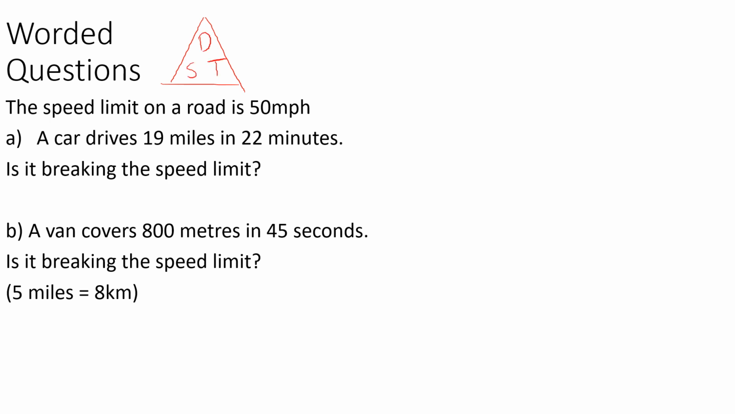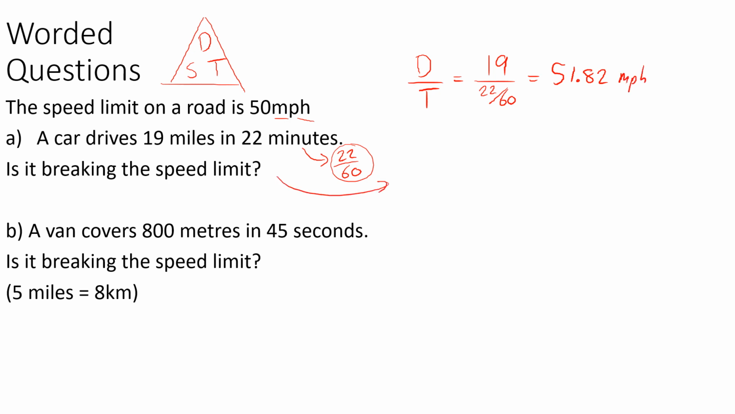Okay, so the speed limit on our road is 50 miles per hour. We travelled 19 miles in 22 minutes. Again, we want to convert the minutes, and I'd recommend leaving it as a fraction because it's quite a horrible recurring decimal. We've got 22 over 60 hours there. Is it breaking the speed limit? So we want to find its speed, so we need to do distance divided by time. Distance is 19 miles and the time is 22 over 60. If we do that division, we'll get that it's going 51.82 miles per hour. And so this is a question where you have to actually answer the question, so make sure you actually have a conclusion.